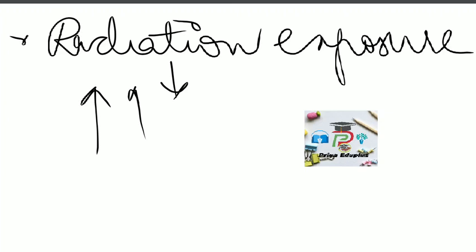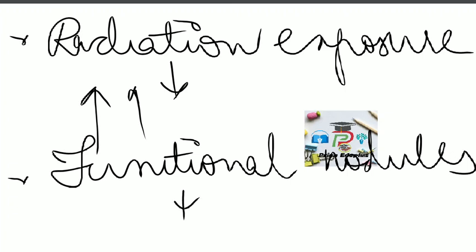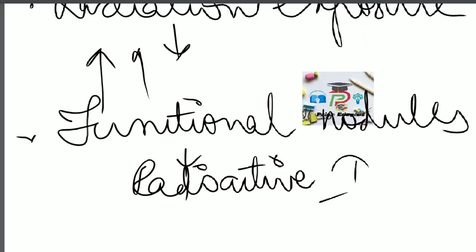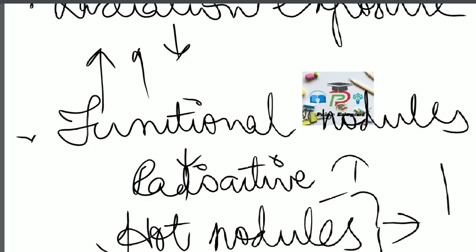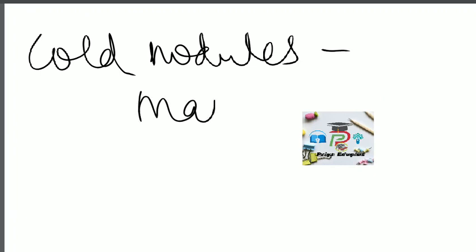Okay, then next one is functional nodules. These functional nodules will take up the radioactive iodine. So if it is taking up the radioactive iodine, it is called as hot nodules. If it is going to be hot nodules, the incidence of carcinoma will be less. It will be more likely to be benign than malignant. If it is going to be a cold nodule, it is more likely to be malignant.